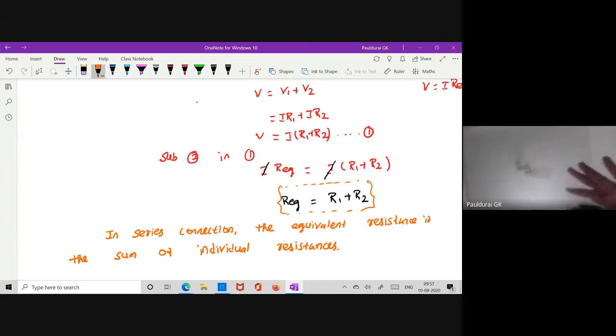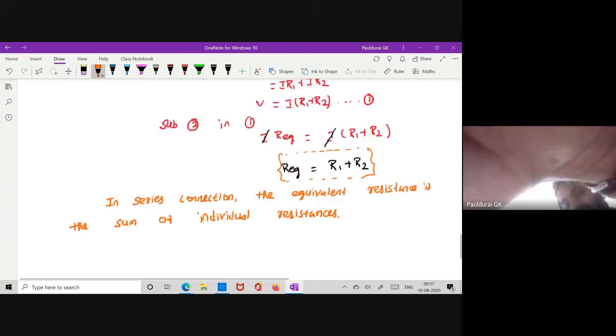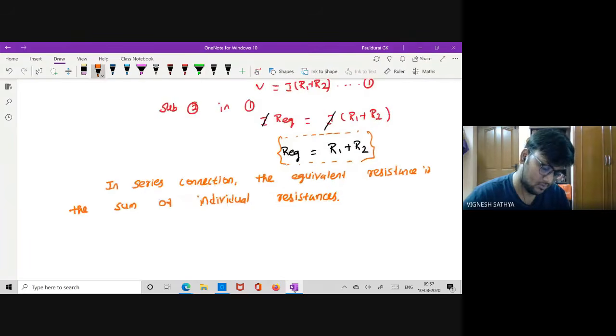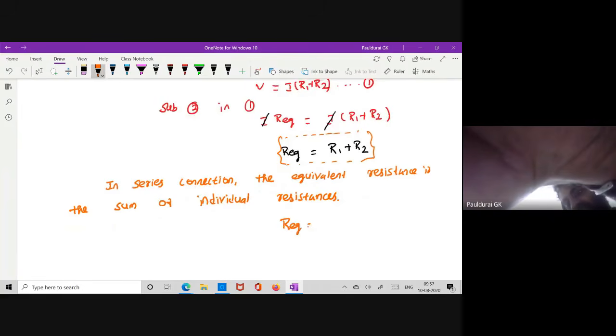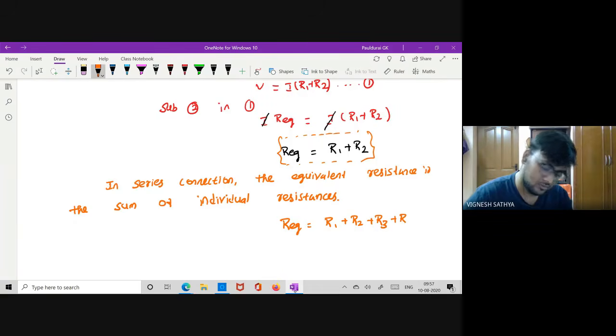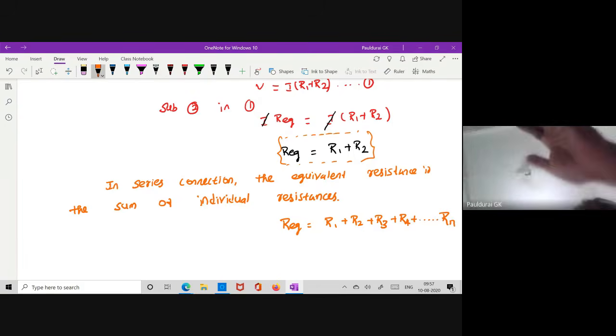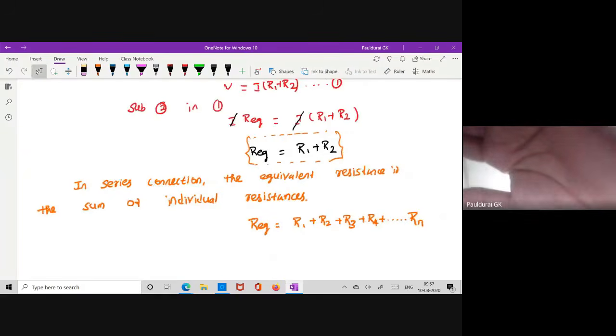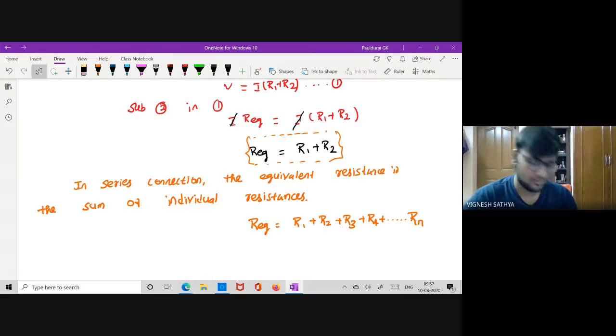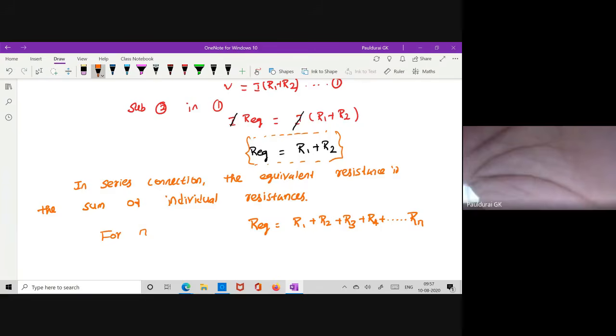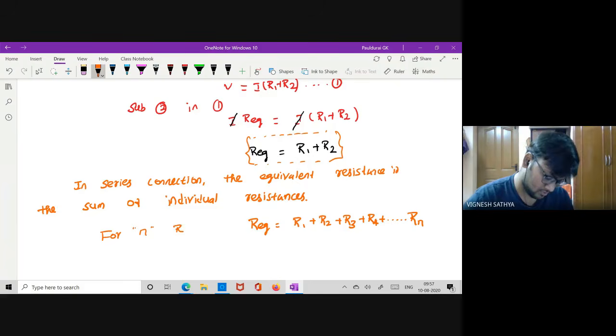Suppose if I connect 3 resistors in series, what is the equivalent resistance? R1 plus R2 plus R3. Suppose 4, R4. Suppose if I connect n such number of resistors in series, what is the equivalent resistance? Simply you add all the resistances. It's very important. This is for n number of resistors.